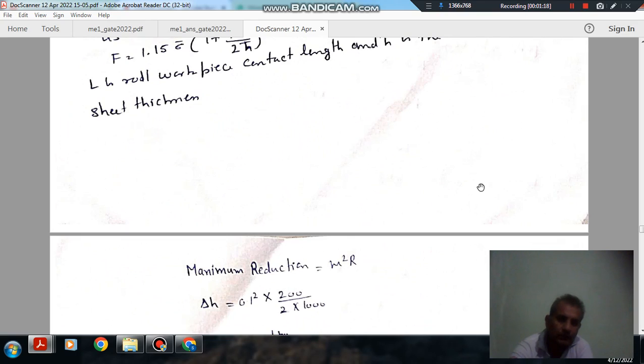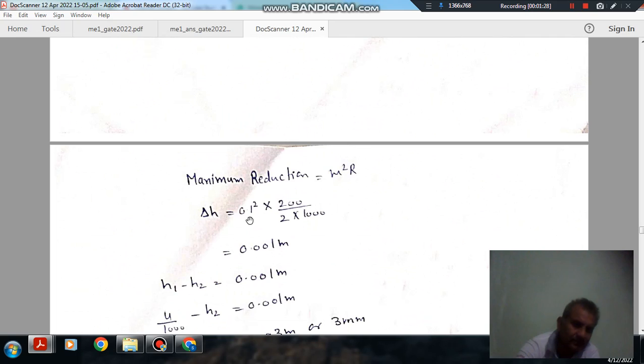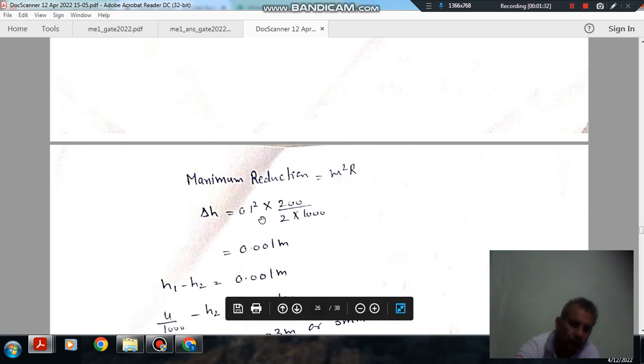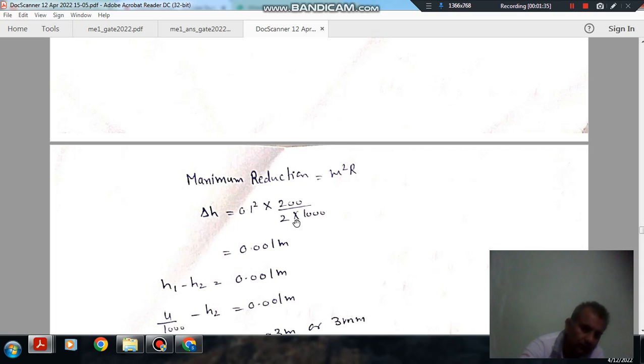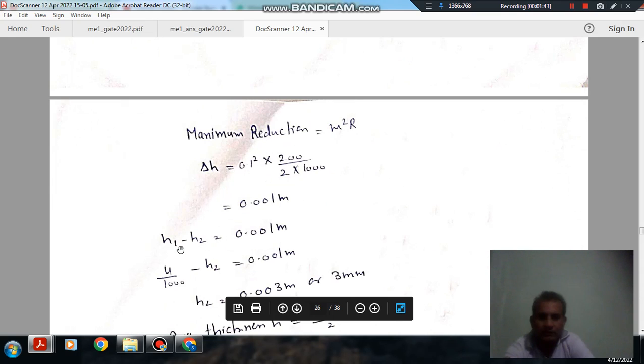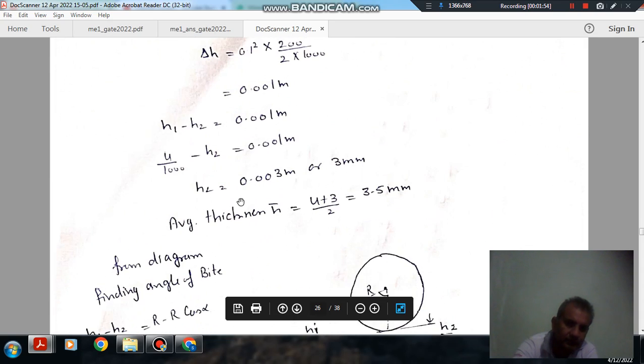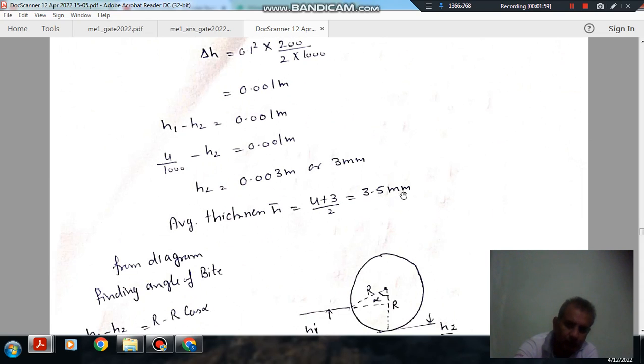Okay, so the maximum reduction is given by mu square r, where r is the radius of the roll and mu is the coefficient of friction. So that is delta h. The value of mu is 0.1 and the radius of the roll is 200 by 2, as 200 is the diameter. So it is 0.001 meter. Now h1, the initial thickness, is given, that is 4 mm or 4 by 1000 meter. So h2 can be found out, that is 0.003 meter or 3 mm. Now the average thickness is h1 plus h2 by 2, so that is 3.5 mm.